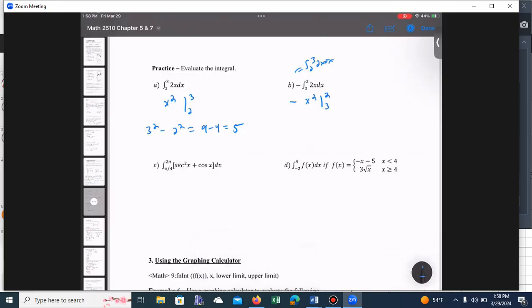x squared from 3 to 2. So evaluate this at 2. So you have negative 2 squared minus negative 3 squared. It's going to be minus 4 plus 9, which is equal to 5. That's why all we have to do is flip the sign to flip the limits.